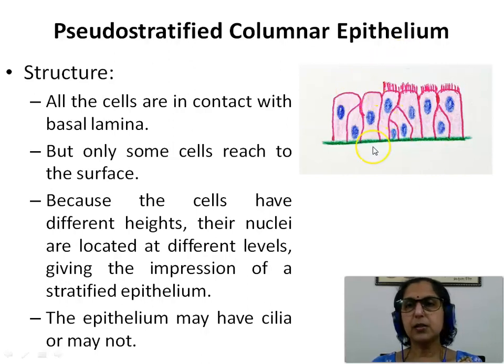So this here shows us pseudostratified columnar epithelium. What we see here is the basal membrane. All cells are resting on the basal membrane. Some cells are tall, columnar, and they reach the outer surface, while some cells are smaller and they do not reach up to the outer surface. But since the heights of the cells are not the same, the nuclei are present at different levels, and that is what gives the false impression of stratification. So this is pseudostratified columnar epithelium, which may also show cilia.